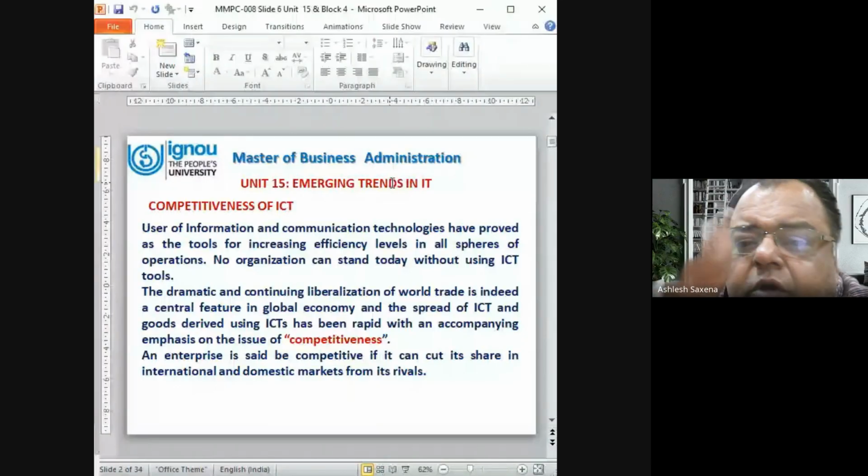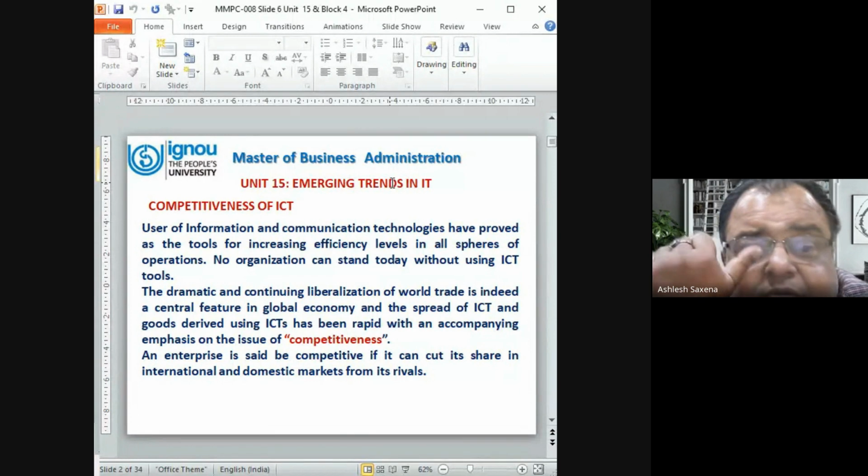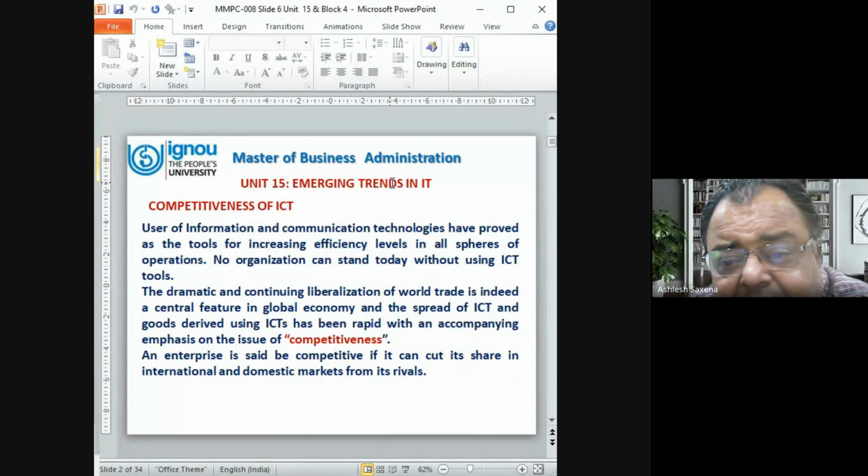Now we will move further, that is, emerging trends of IT. What are the emerging trends? We have seen artificial intelligence. Now we move to emerging trends in information technology.